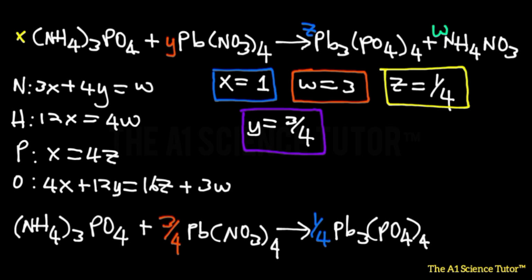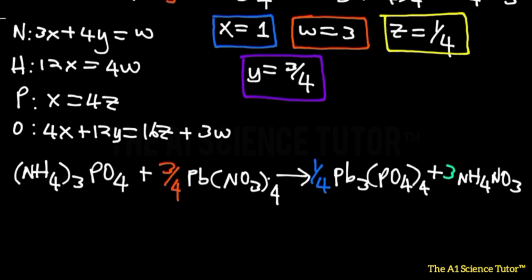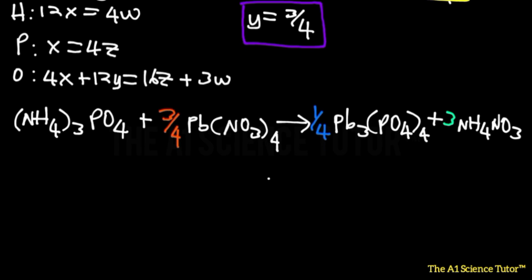And we got W, which is equal to 3. So that will be equal to 3. To write that up, this will be ammonium nitrate. So we gotta have a 3 there. So let's find out whether or not this is correct.